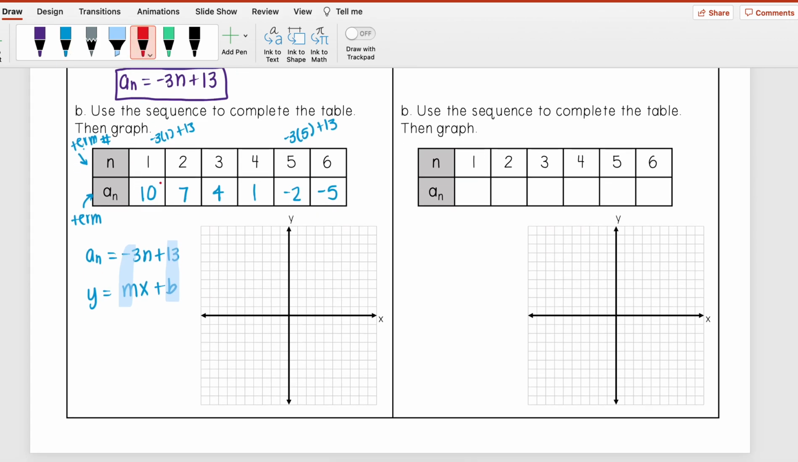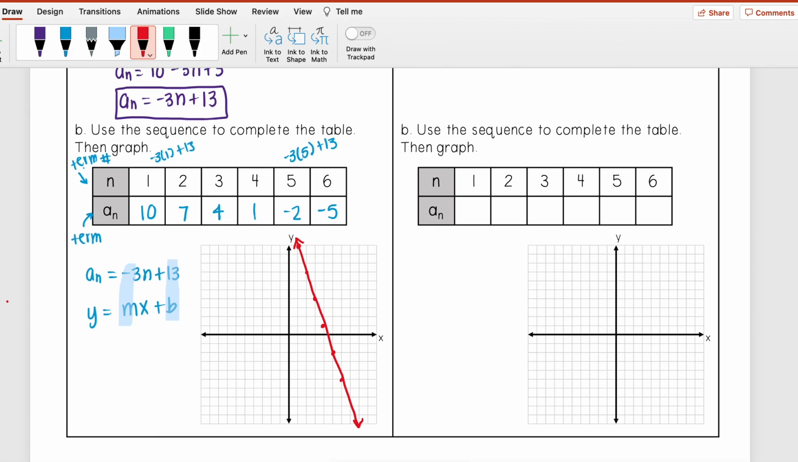And then I'm going to go ahead and plot all those points. So I have 1, I'm at 10. 2, I'm at 7. 3, I'm at 4. 4, I'm at 1. 5, I'm at -2. And then 6, I'm at -5. And so arithmetic sequences always get us a linear function. And so really, my n just stands for my x, an stands for my y.